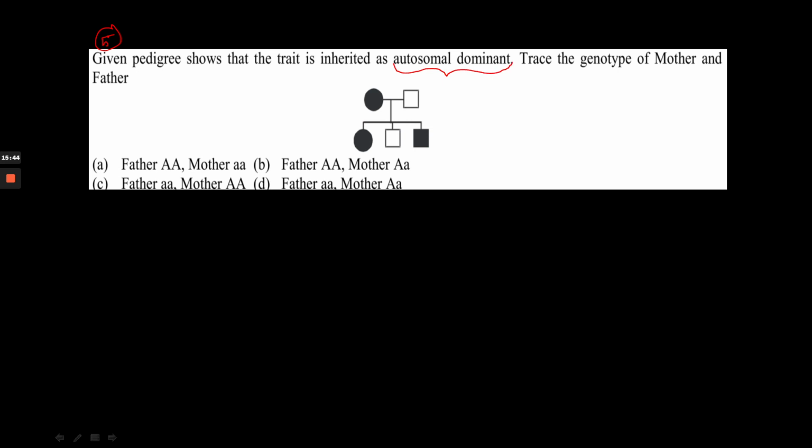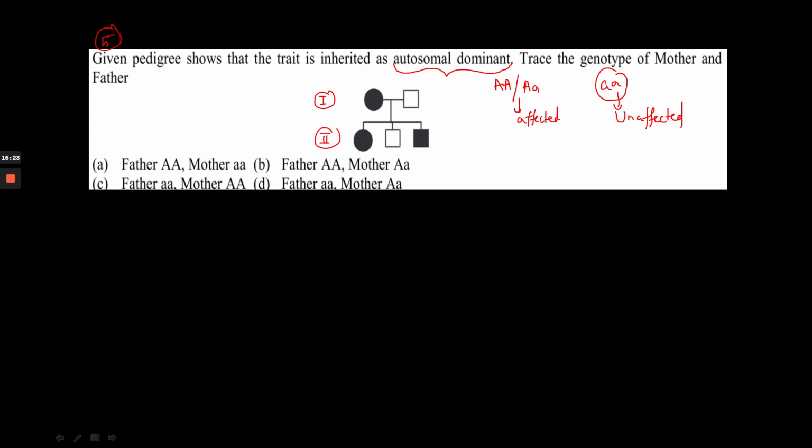Okay, it is already given, and we need to trace the genotype of mother and father. So this is the first generation, this is the second generation, these were mother and father, and these are their children. The question has already told us that the pedigree is showing autosomal dominant. So an affected individual's genotype will have to be either homozygous dominant or heterozygous. While in the case of an unaffected individual they are going to have a homozygous recessive condition. So this is for the unaffected individual.